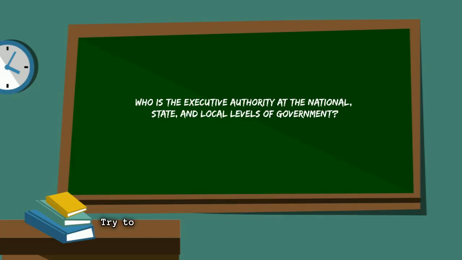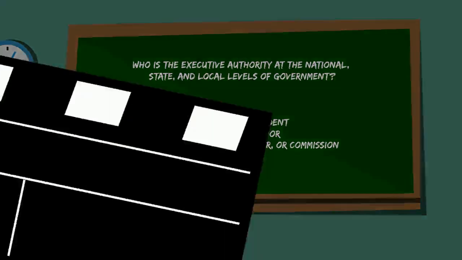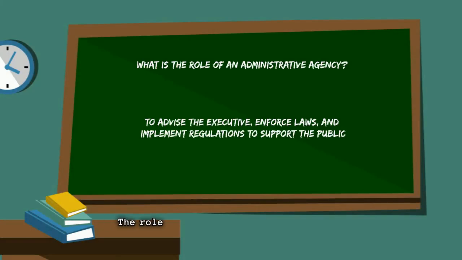Let's check in. Try to answer the following questions in your own words. Who is the executive authority at the national, state, and local levels of government? At the national level, we have the president. At the state level, we have the governor. And at the local level, we have the mayor, city manager, or commission. What is the role of an administrative agency? The role of an administrative agency is to advise the executive, enforce laws, and implement regulations to support the public.